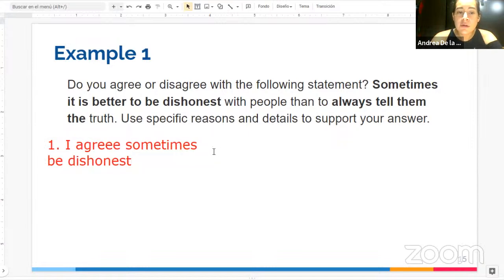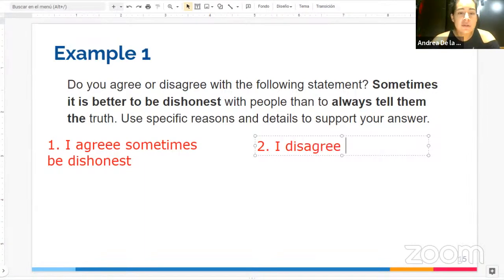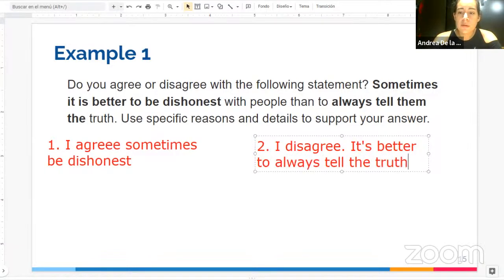And what about the second option? Always tell them the truth. Exactly. So the second option would be, I disagree with this statement. I don't think that it's better to be dishonest. I think that it's better to always tell them the truth. Right? Those would be the 2 options that you have.